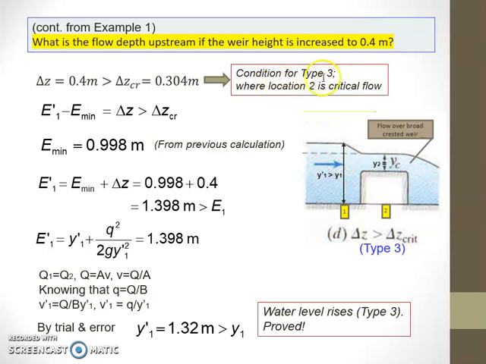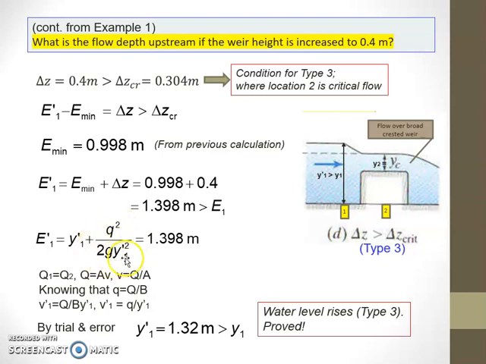Okay, so for type 3 condition, the equation will be new specific energy at the upstream minus the specific energy minimum is equal to delta Z 0.4. Okay, knowing that location 2 remains as critical flow, that will give you specific energy minimum. And how to get E specific energy new at location 1. Okay, so considering that E new at location 1 is actually your new flow depth at location 1 plus Q squared over 2g Y1 new at the upstream.